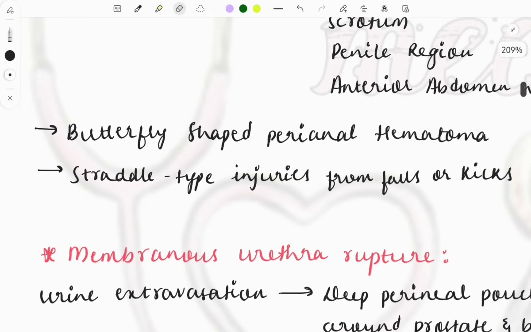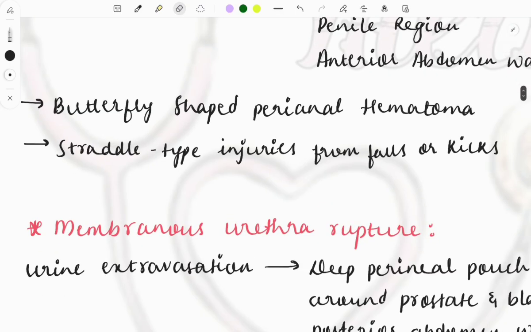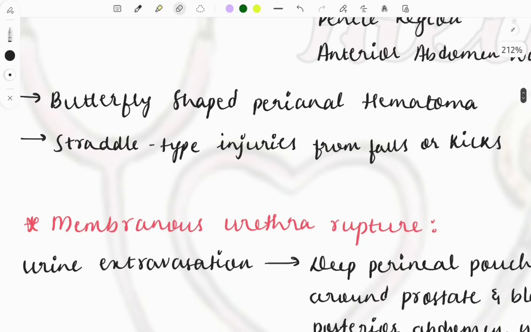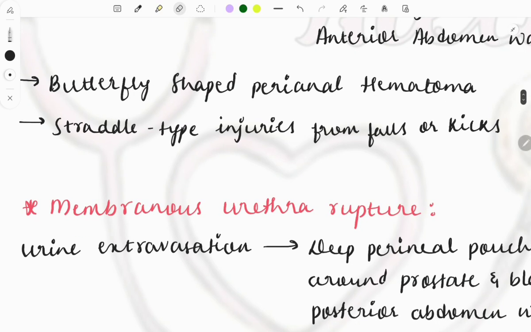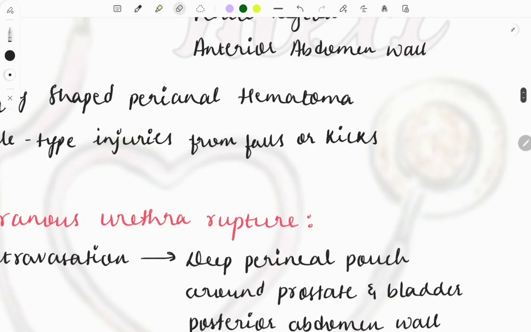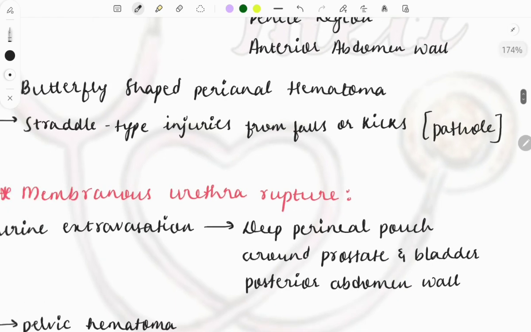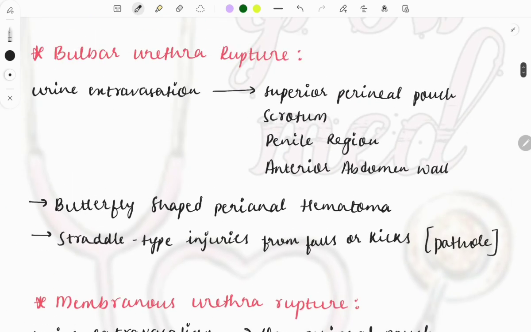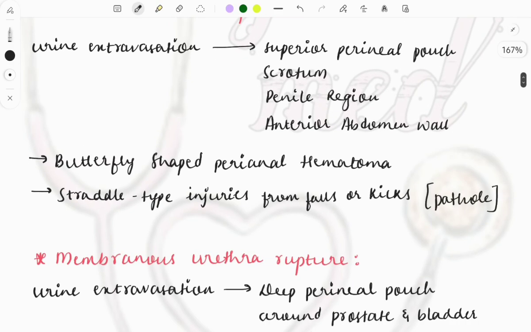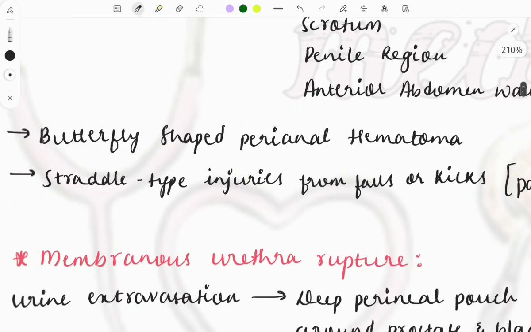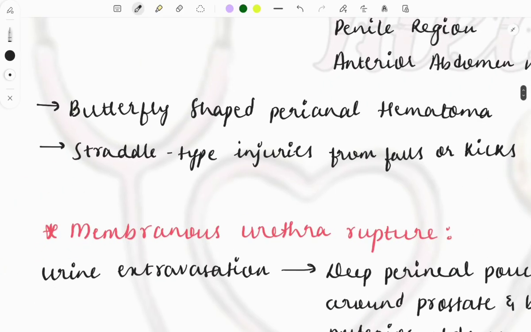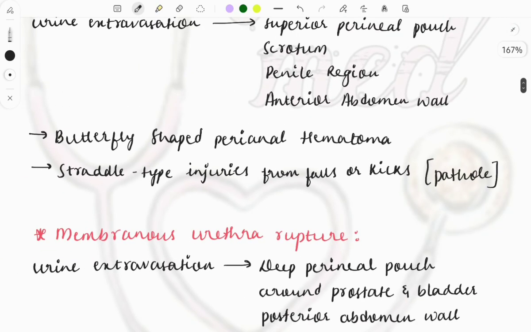You can also see a butterfly shaped perineal hematoma in this kind of rupture, and these injuries are mostly associated with straddle type injuries from falls or kicks, like a fall into a pothole. If a person falls in a pothole, he can get an injury to the bulbar urethra, and that will be classified as an anterior urethra rupture. These things will be described in the clinical case, and you need to look at the history also, like which kind of fall it is, or which kind of injury the patient is having.